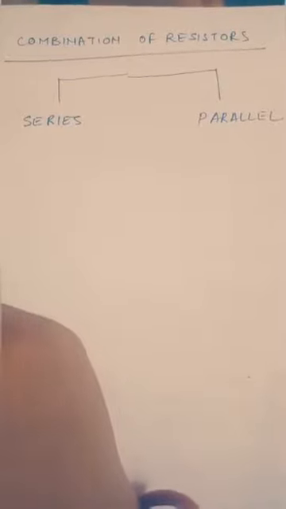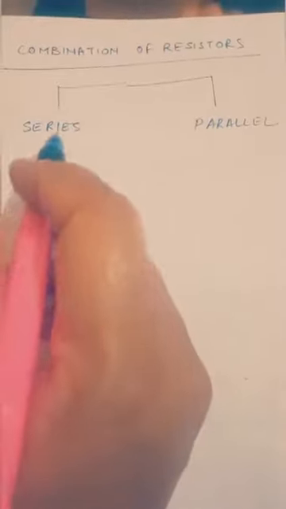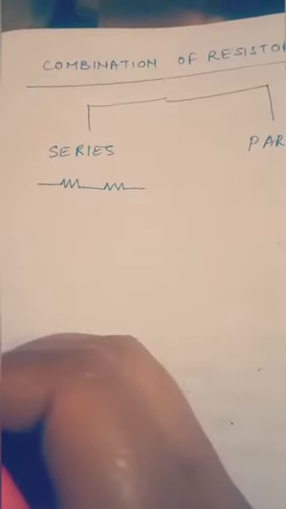So now coming to combination of resistors. The resistors can be combined in two ways. One is a series and the other is a parallel combination. In series, as I told you, the resistance will increase, and in parallel the resistance is going to decrease. Now if I connect the resistors end to end like this, this type of combination of resistors will be called a series resistance. Let this be R1 and this be R2.